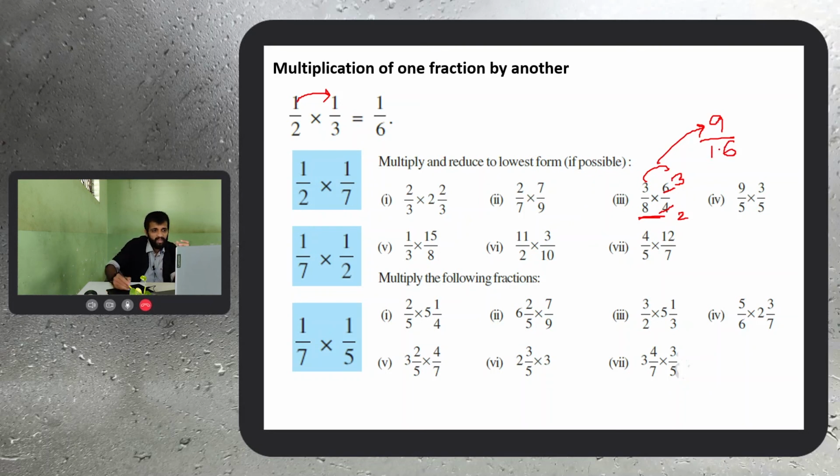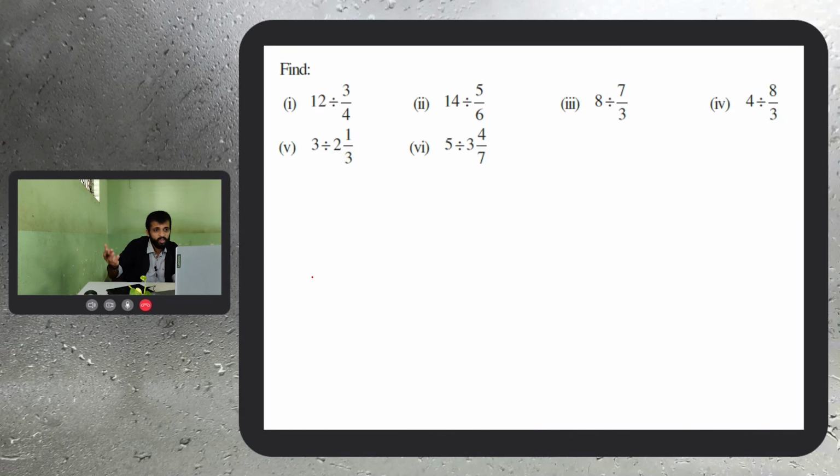Sometimes you can't cancel them. Like for example, in this problem over here, I can't cancel any numerator and denominator. Cancellation when there is multiplication happens only between numerator and denominator. Only in multiplication, not in addition, not in subtraction. Addition and subtraction, I have already explained to you in the previous video. Here, it is just a matter of multiplication. Numerator gets multiplied, denominator gets multiplied. Same way, you need to solve this.